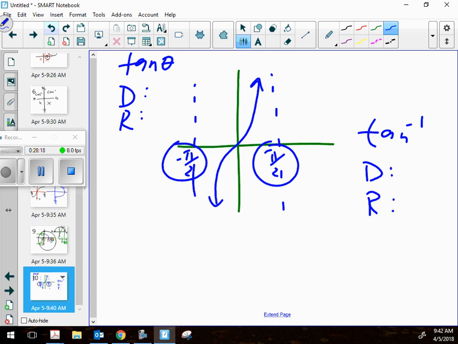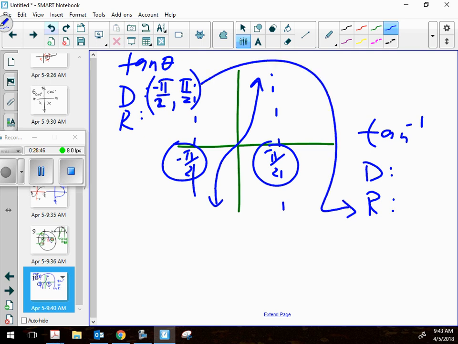What's the domain of regular tangent? Well, it will go forever, but it's really this little chunk that we're considering. The domain is between -pi/2 and pi/2. And can it touch there? This is important. Can it touch? No, there are asymptote lines there. It can't touch there, parentheses. And that domain becomes the range of inverse tan.